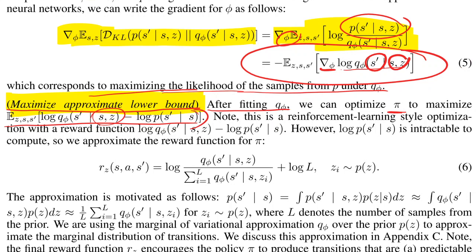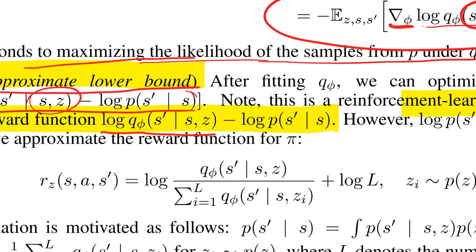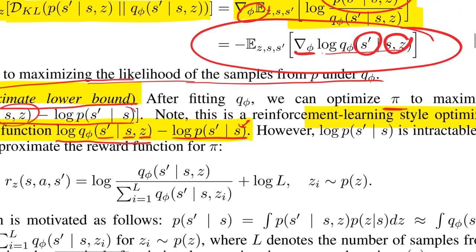I say, note, this is a reinforcement learning style optimization with a reward function of this quantity. However, you look at the quantity that they need right here, the quantity is going to be this thing, and this thing is just, I feed the skill and the state into my world model, and I look what comes out of the world model. So this I can compute, right? But this thing right here, I can't compute, because this is what happens in the world when I'm in state S and I just run my agent in expectation over all the skills. So this I don't know. However, log of this is intractable.